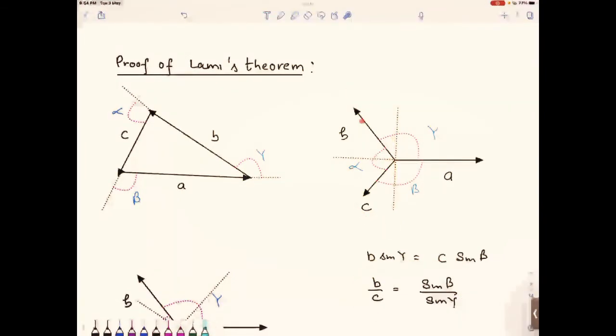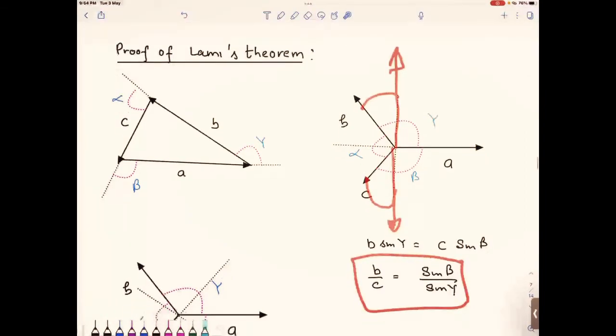I'm getting the component of B perpendicular to the direction of A as B sine gamma. You can check it out, just some trigonometry. And the component of vector C perpendicular to vector A. And from here we get this relation.